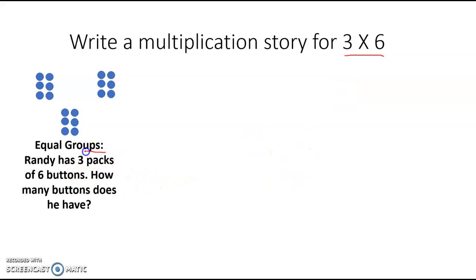So here's my 3 groups, the 3 packs, and then there's 6 buttons in each pack. So my equal groups show 1, 2, 3, 4, 5, 6 in each group, and there's 1, 2, 3 groups. 6 plus 6 plus 6, or 3 times 6 equals 18.